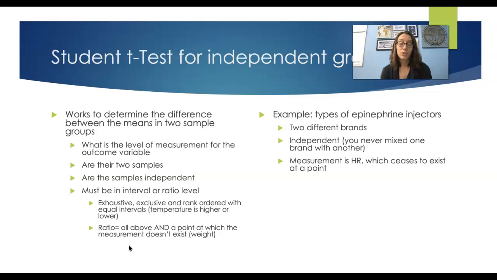The example in the book was actually 2 types of epinephrine injectors. So the goal here was that it was 2 different brands, so they're totally different, and they were independent. We never mixed one brand with another. So we didn't perform one test with one brand, and then the next go round perform it with the second brand on the same patient, and these were totally separate tests. And then our measurement was heart rate, which of course is absolutely a ratio level measurement because you can't have a heart rate of anything less than 0.